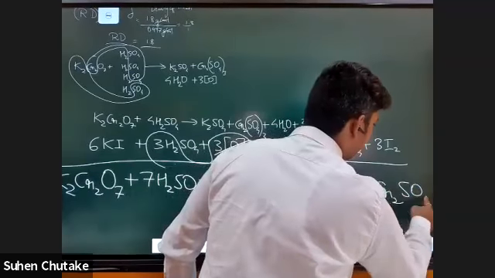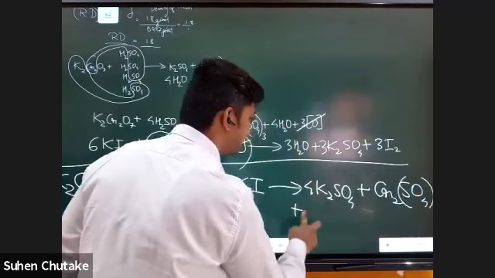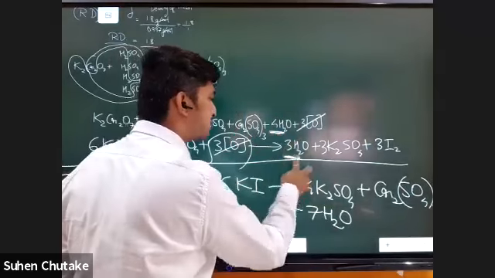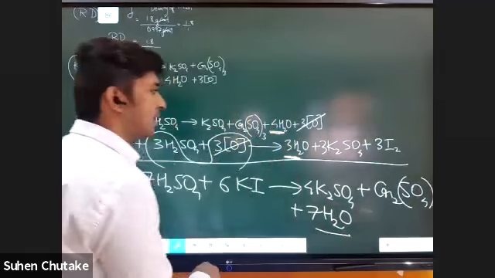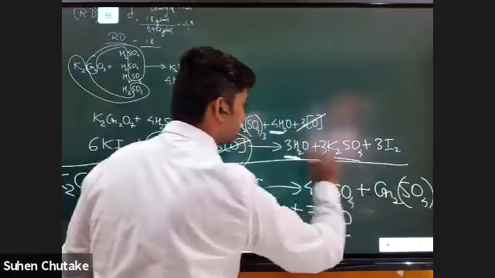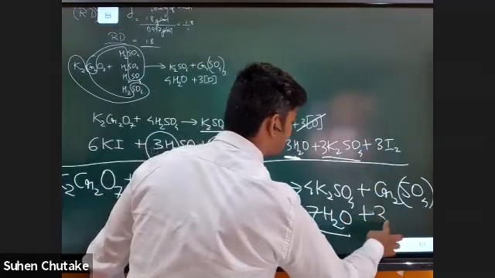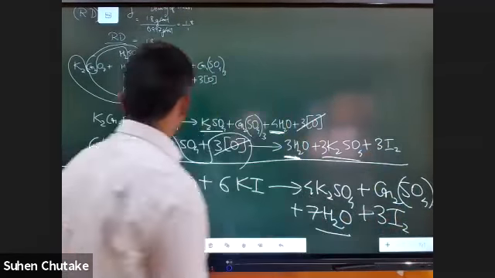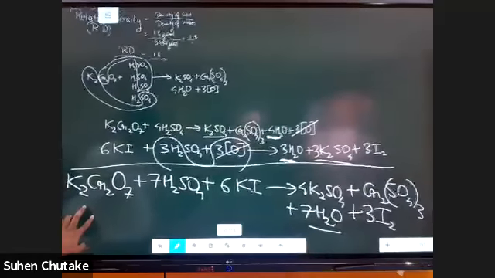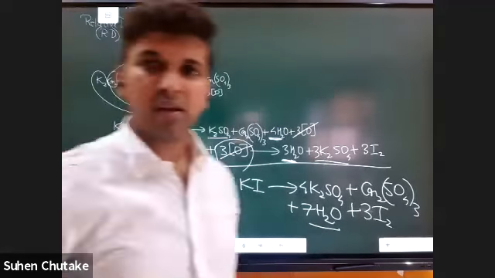Yes, sir. Then Cr2(SO4)3. 4 plus 3, 7H2O. Sir, how 7H2O? Are, 4H2O, 3H2O, 4 plus 3, 7H2O. Then K2SO4 and 3K2SO4, 4K2SO4. Cr2(SO4)3 I have written. Then what is remaining? H2O भी हो गया. I2 बाकी है खाली. So 3I2. समझ में आया कि नहीं? देखो जरा. Yes, this is the final equation.